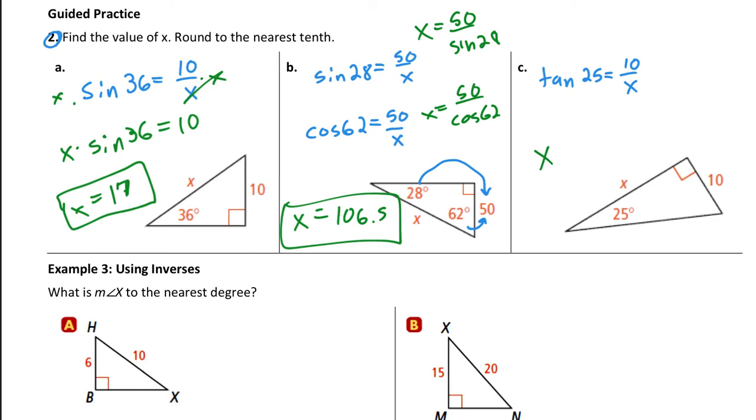Part C, to solve, I'm going to take 10 divided by the tangent of 25. Rounding that to the nearest tenth, it's 21.4. So essentially, setting up the equation and then deciding, are you multiplying or dividing to solve? That's how you solve for a side of a right triangle using trigonometry.